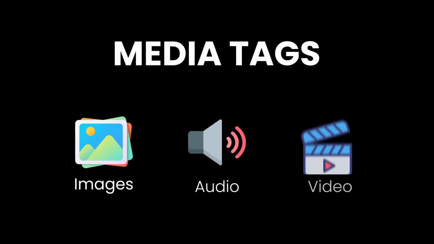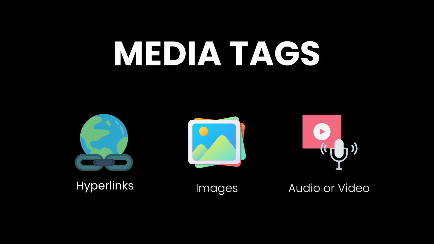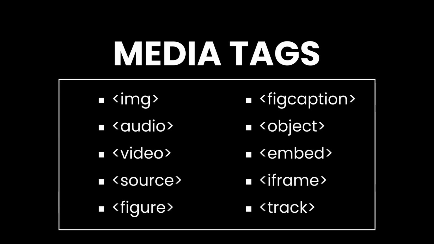In this session, we will learn how to work with different media like images, audio, video and others in our HTML code. Media tags in HTML are essential for adding interactive and visual elements to web pages. They enable you to create hyperlinks, display images, and embed audio or video content. The list of media tags include these tags. Let us learn these tags in detail one by one.